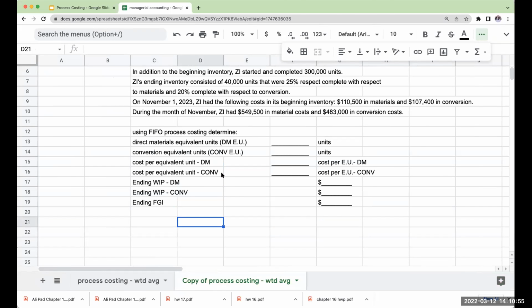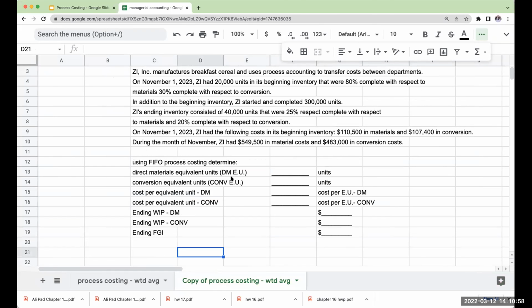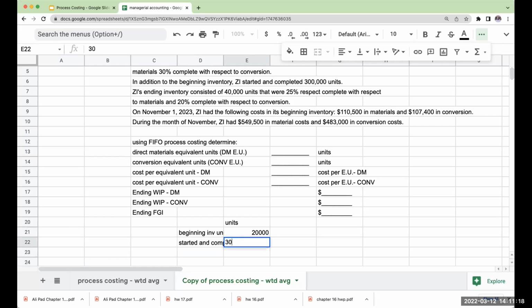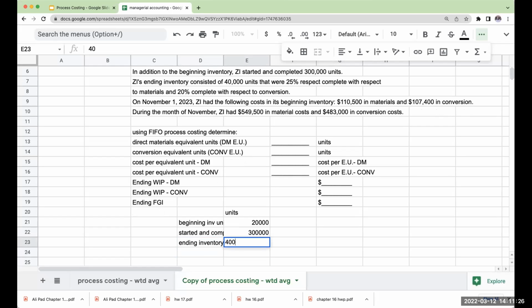We're only going to be looking at units from this point forward, because this is what we're going to need first before we get into the below. So I have beginning inventory units of a total of 20,000. So these are my units. And then I have started and completed. My started and completed were 300,000 units. And I have units in ending inventory. My units in ending inventory were 40,000 units. So these are the total amounts of units that I have.